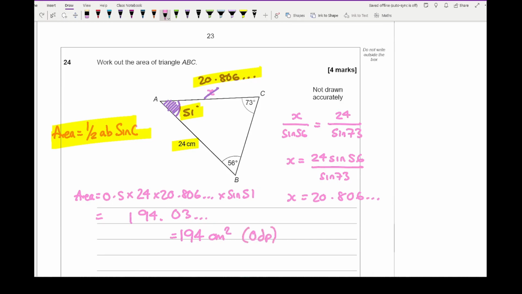To no decimal places. And in the mark scheme, they would accept any answer between 193.9 to 194.1. So any answer in that range would be acceptable.